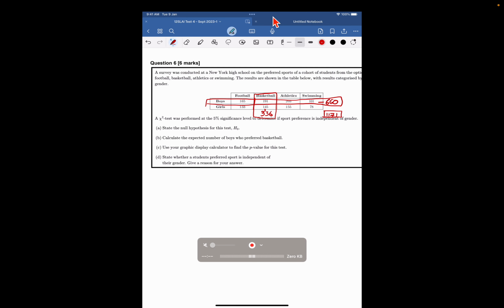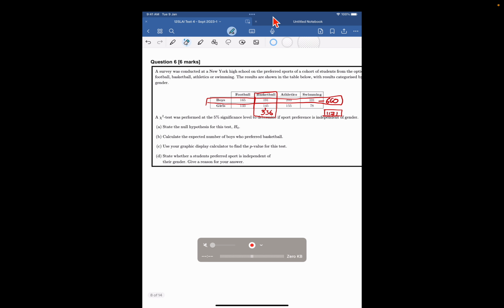All right, here we got a chi-square test of independence. Already drawn a few things on to help us. So this is a survey of 1,171 students, and it's thinking about linking gender with sport played and a chi-square test of independence. So let's get into it.